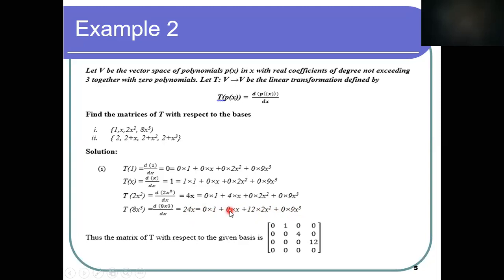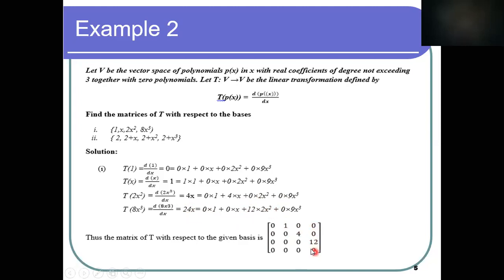If you look over here, the coefficients in this case are 0, 0, 0, 0. The coefficients in the second term are 1, 0, 0, 0. The coefficients of the basis elements in that case are 0, 4, 0, 0. Dear student, please correct it, this is 24x squared, so 0, 0, 12, 0.